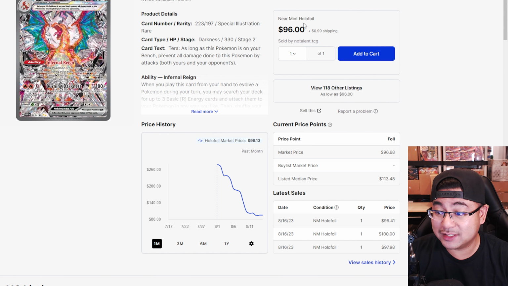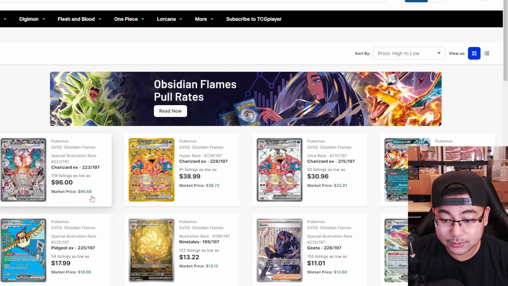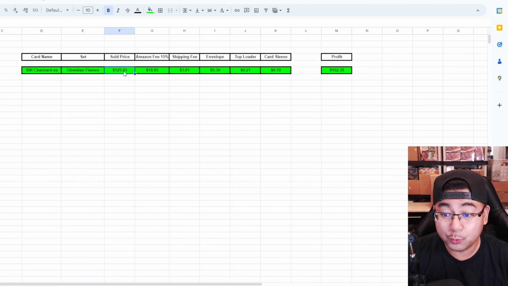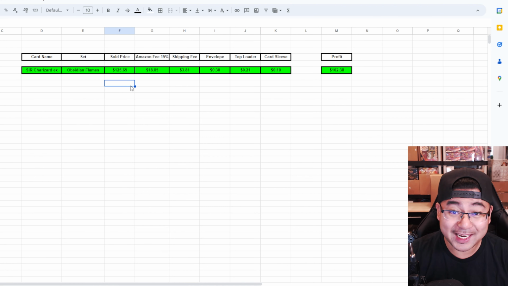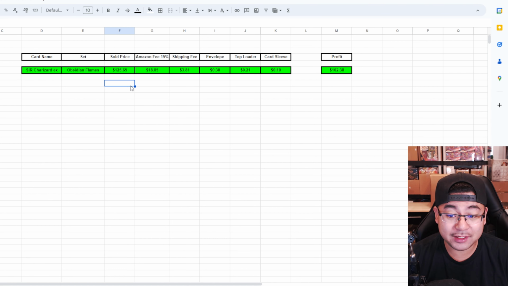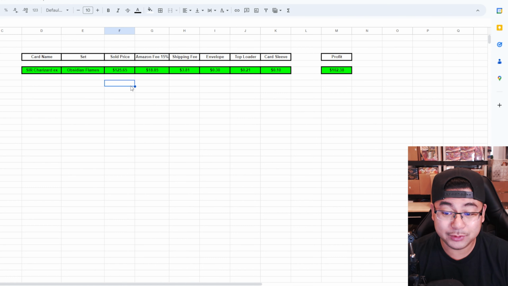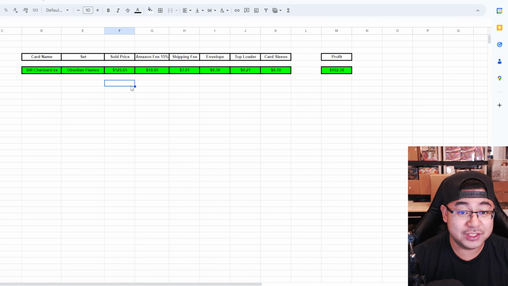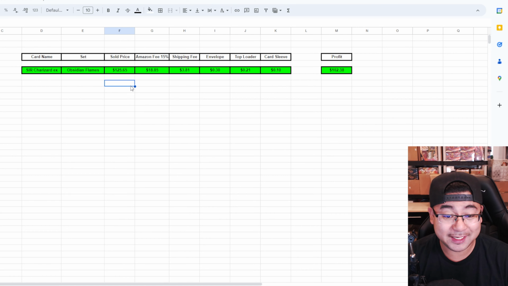But this is a very unique set anyways, but it is trending downwards. It went down to $96.68. We sold it for $125.65, and that is the power of Amazon. Nothing against TCGplayer. I am an Amazon and eBay seller, but I think you gain more profit margin on Amazon. If you guys didn't know, TCGplayer was bought by eBay. So again, nothing against those platforms. I sell on eBay a lot too.